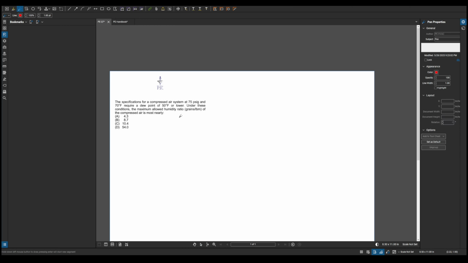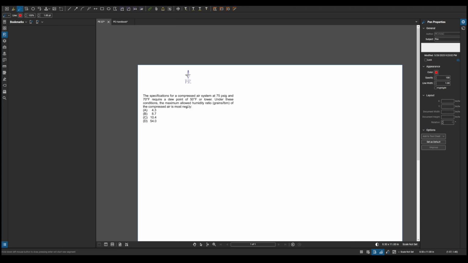All right, here's another PE HVAC question. The question states, the specifications for a compressed air system at 75 psi gauge and 70 degrees Fahrenheit require a dew point of 50 degrees or lower. Under these conditions, the maximum allowed humidity ratio of the compressed air is most nearly what?